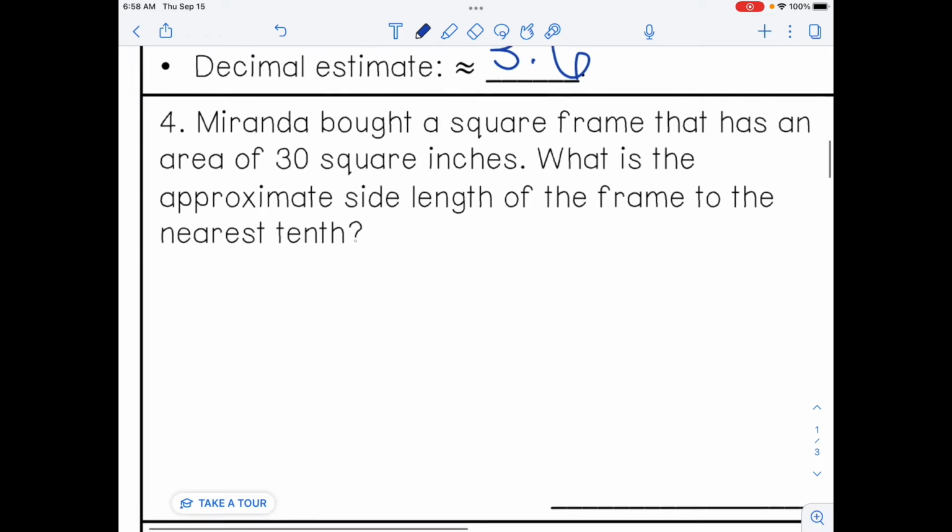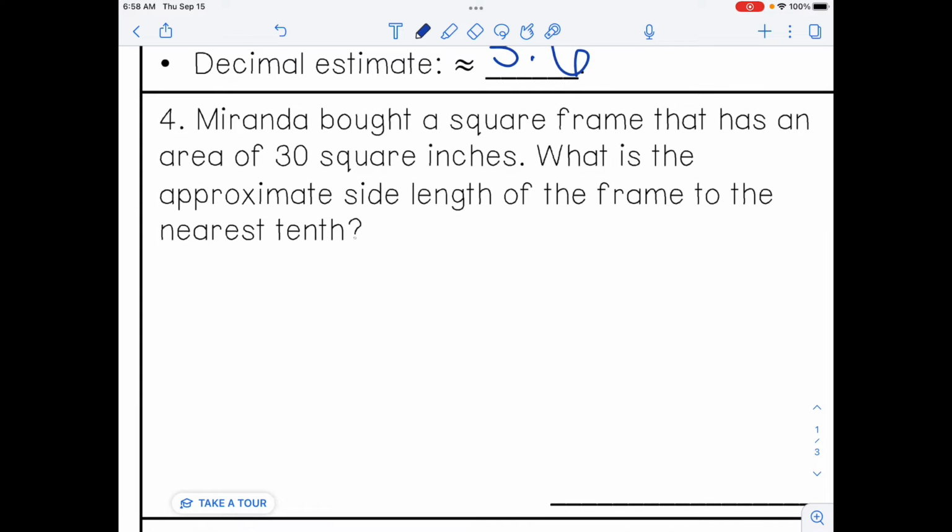Number 4, Miranda bought a square frame that has an area of 30 square inches. Mrs. Todd gave the suggestion, if you know it's a square, draw the shape. So I'm going to draw a square here for us. The area, which takes up all of this space in the center, is 30 square inches. I want to know one side.